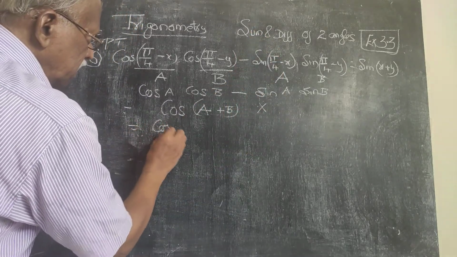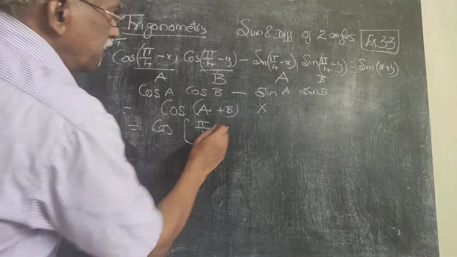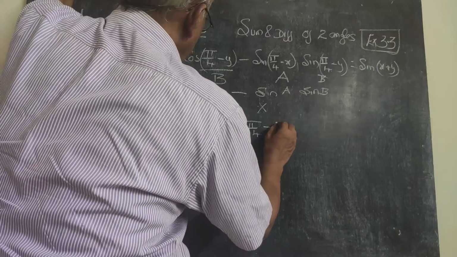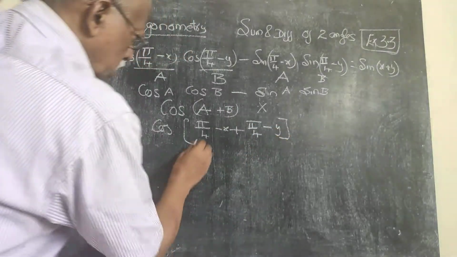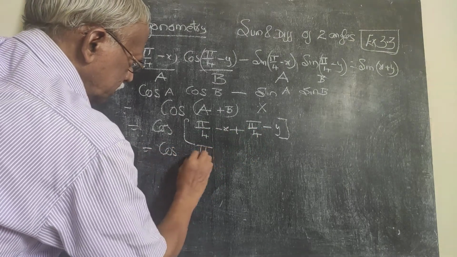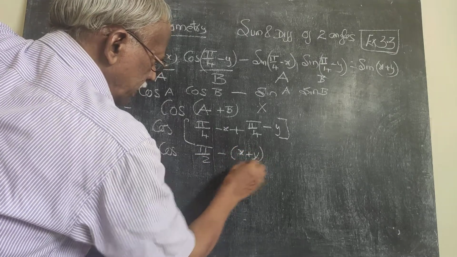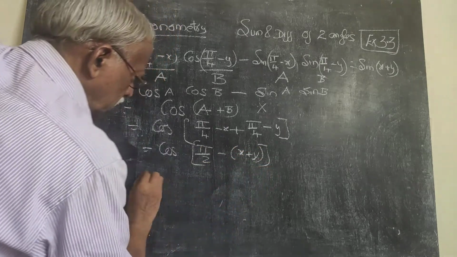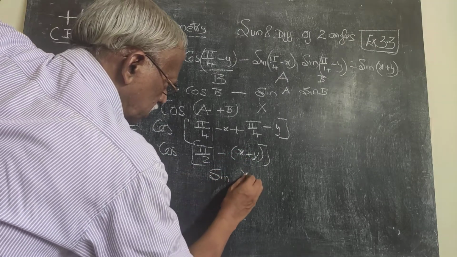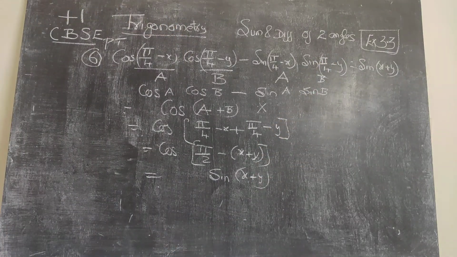So now what is A plus B here? Pi by 4 minus x plus again pi by 4 minus y. Pi by 4 plus pi by 4, that is pi by 2, minus of x plus y. Cos(90 minus theta) is sin theta, first quadrant, so positive. We have proved sin of x plus y.